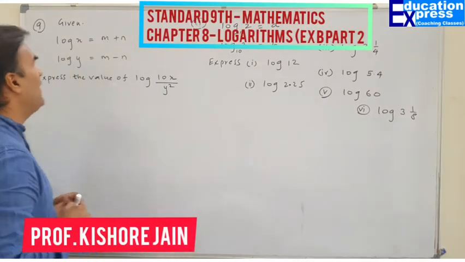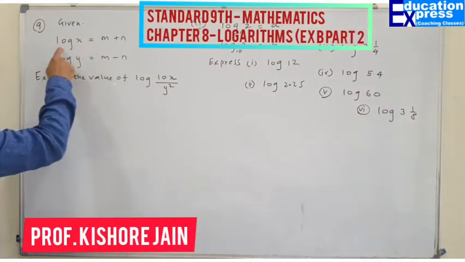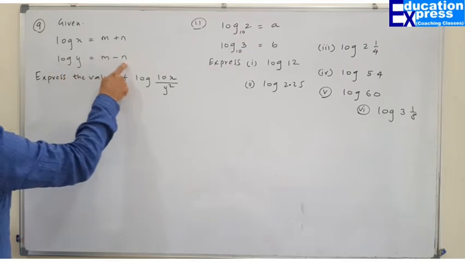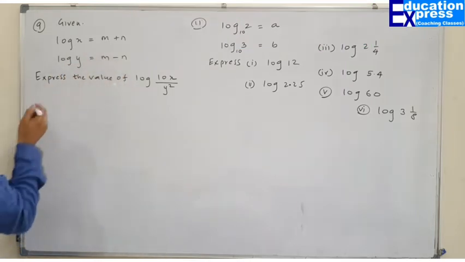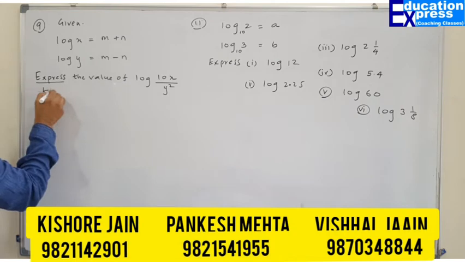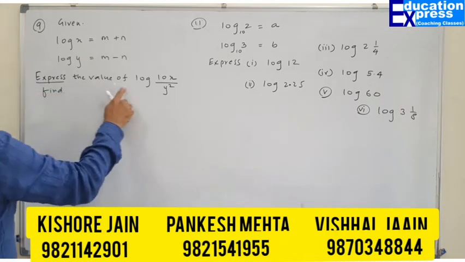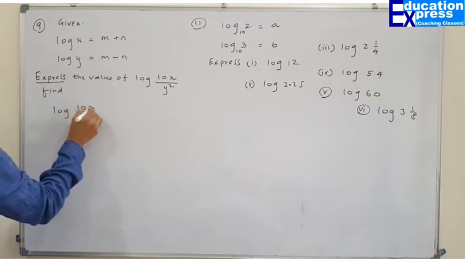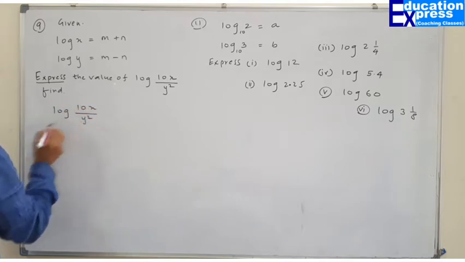Start with question number 9. Again, very interesting one. Log x value is given to us. Log y value is given to us. Express, whenever they use the word express, means find. Find the value of log of 10x upon y square.